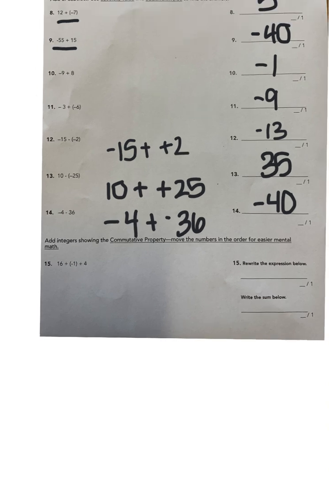So we're going to use the commutative property for number 15 to move around those numbers and rewrite the expression so it's easier for mental math. For me personally, it's easier to do 16 plus 4 because that gives me 20, and then I'm going to add the -1. So we're going to put that there. And then the sum of that is going to be 19.